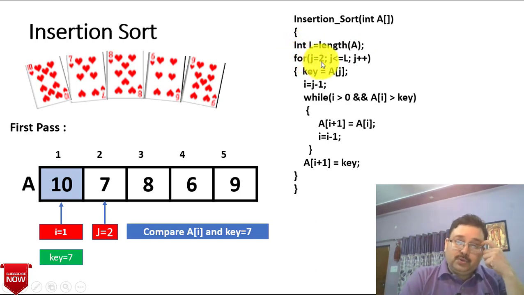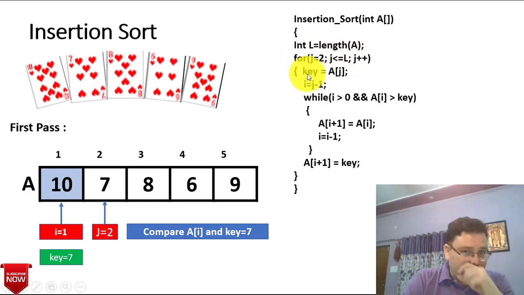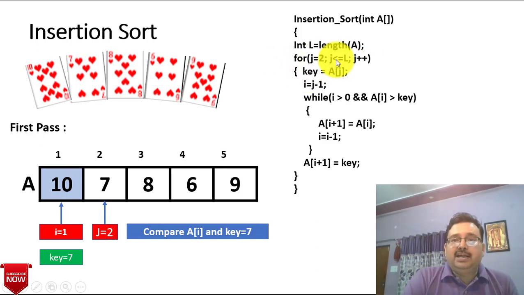For j equal to 2 to length of A, that is L, j plus plus, we are using this for loop. So this will indicate our passes. Clear? Key is A[j], meaning we are storing the value at the jth position, j equal to 2, that is 7, into the variable key. So I am taking in the green box the key value 7. Clear? Now I am finding the value of i, that is j minus 1. So j is 2, 2 minus 1, that is 1. Clear? So I am indicating i here, j here.